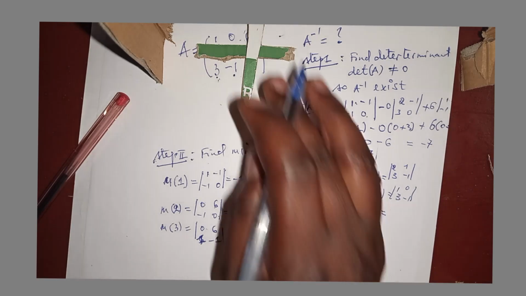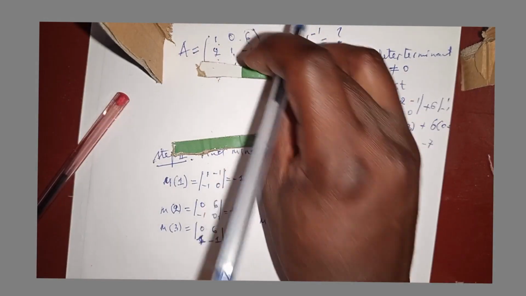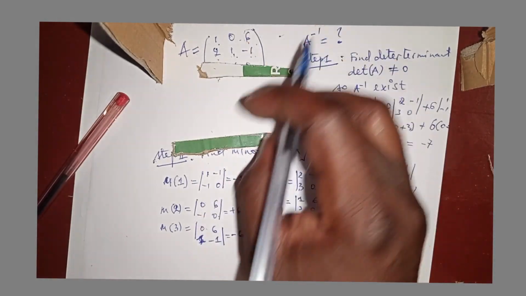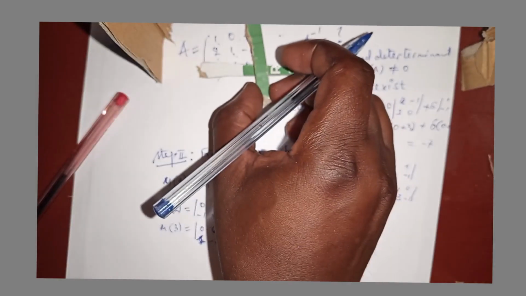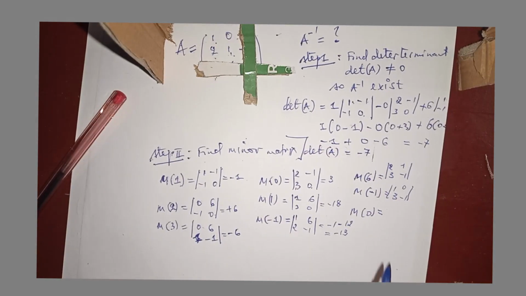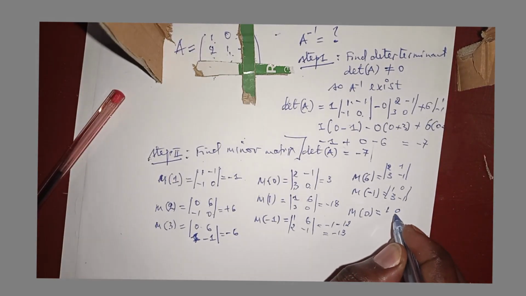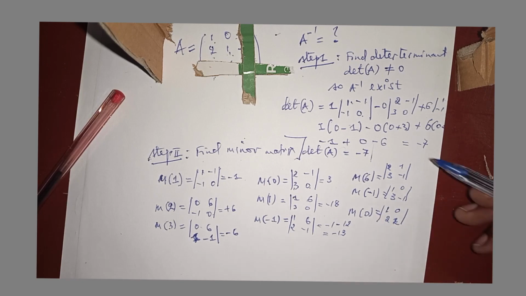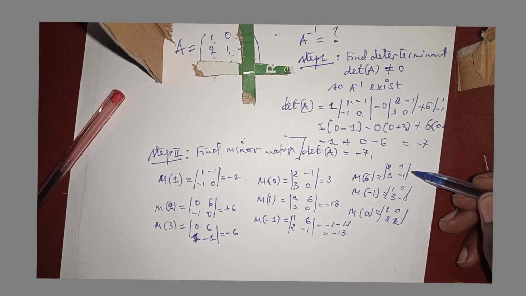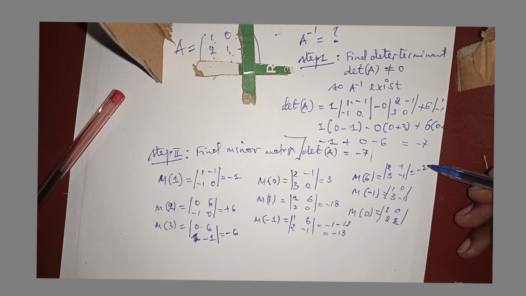And also, 0 here. Row and column. Remain by 1, 0. Then 2 and 2 and 1. Okay. So then this to this one, you get -2. -2 minus 3, you get -5.